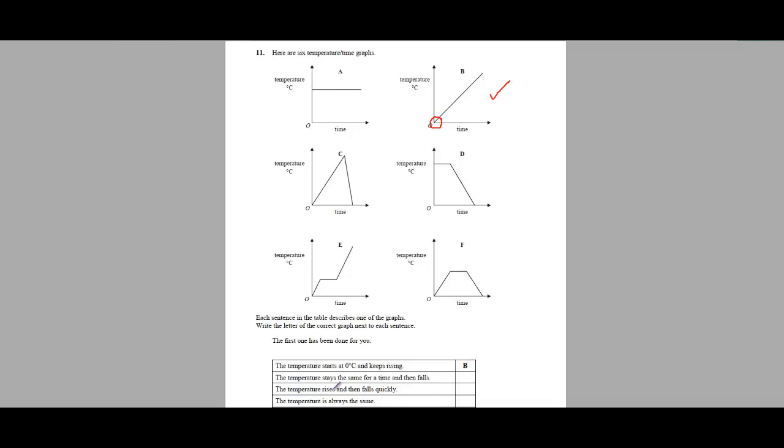So let's come to the next line. The temperature stays the same for a time and then falls. So which graph will match? Which graph matches? In D, temperature remains same. So the temperature remains same. D. It remains same and then starts falling. So here we will write D.